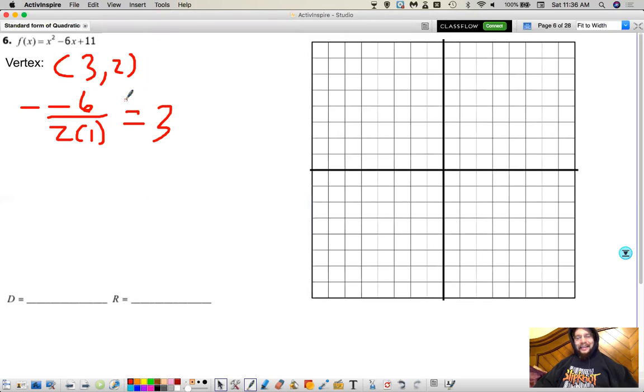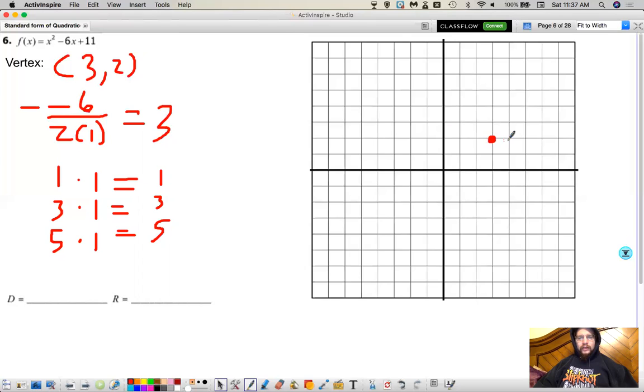So the way I like to graph a quadratic is by plotting the vertex, 3, 2, and then using my odds. Remember, a times your odds is how much you go up or down. So a is 1, my odds are 1, 3, 5, 7, etc. If you multiply all those by 1, we're going to get back 1, 3, 5, and 7, etc.